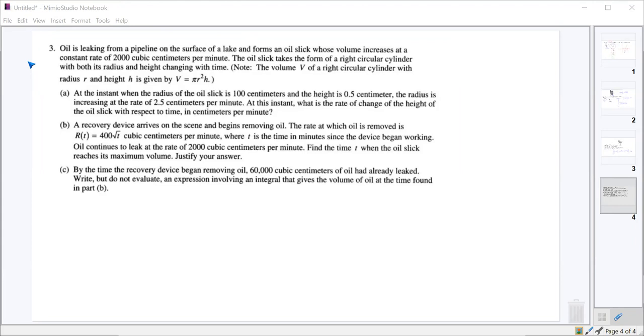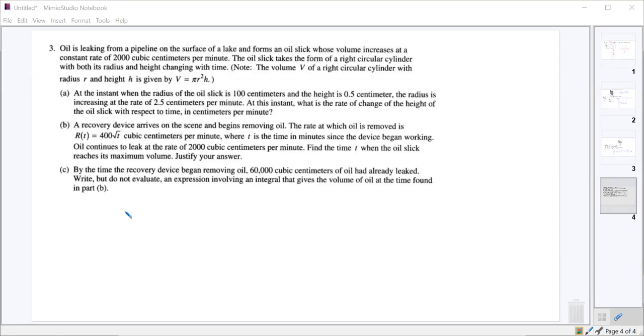The rate at which we remove the oil is 400 root t cubic centimeters per minute. And so then they want us to find the time where it reaches its maximum volume. In order to do that, we've got to write a function that represents the volume.